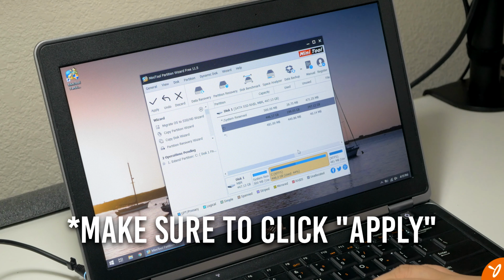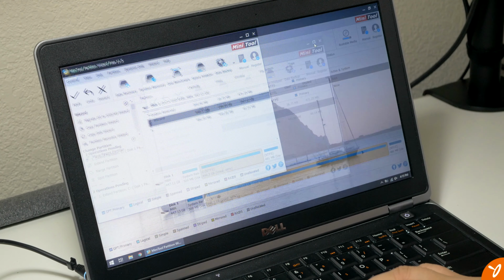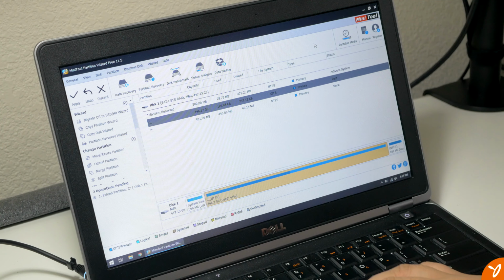Now with that taken care of and out of the way, we can see that the C drive is now using all of that space on this SSD for an 480 gigabytes total. Of course, with the partition it's a little bit less, but you know what I mean.